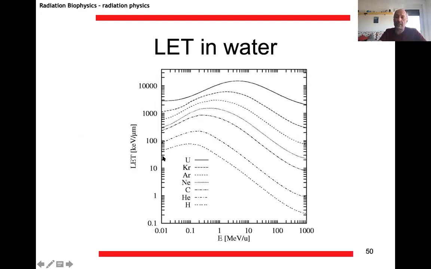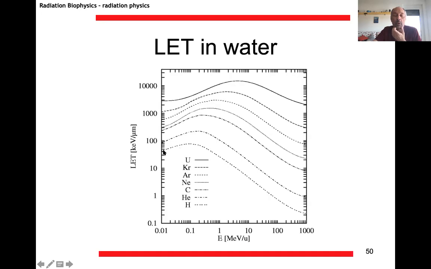Now, this is how it looks if you plot in a log-log scale the LET in keV per micron in water. You see protons, helium, carbon, and then you go to heavy ions. Up here there is uranium. So the behavior is always the same.